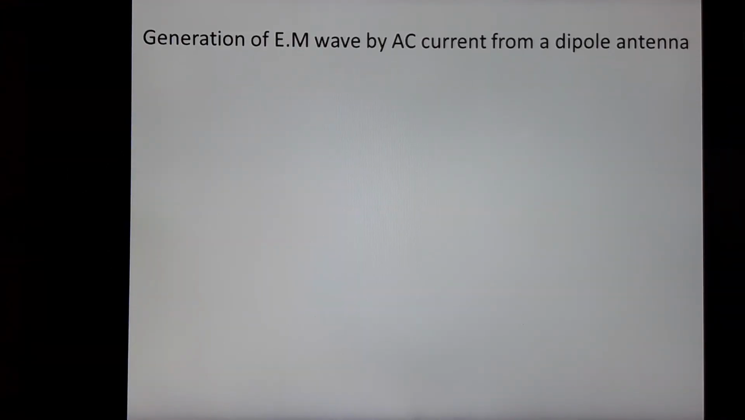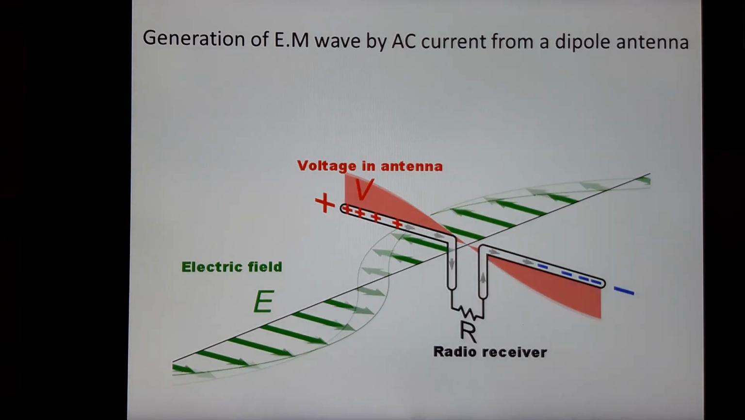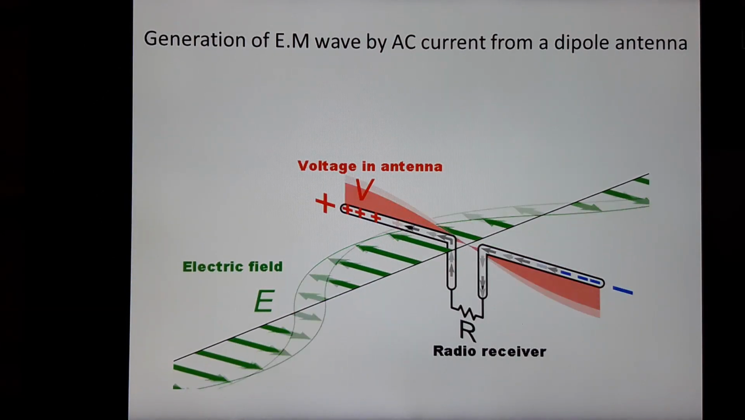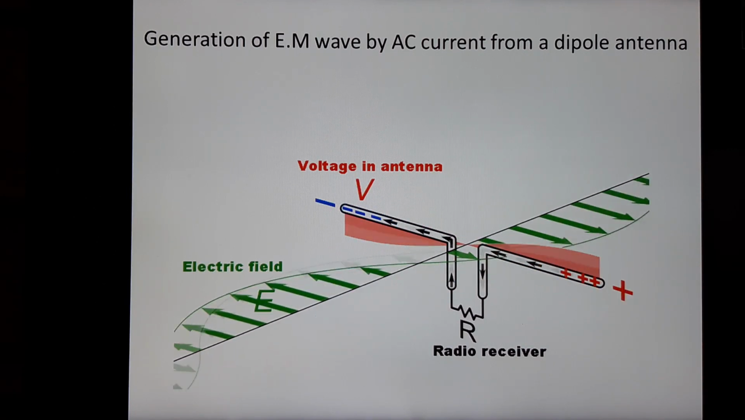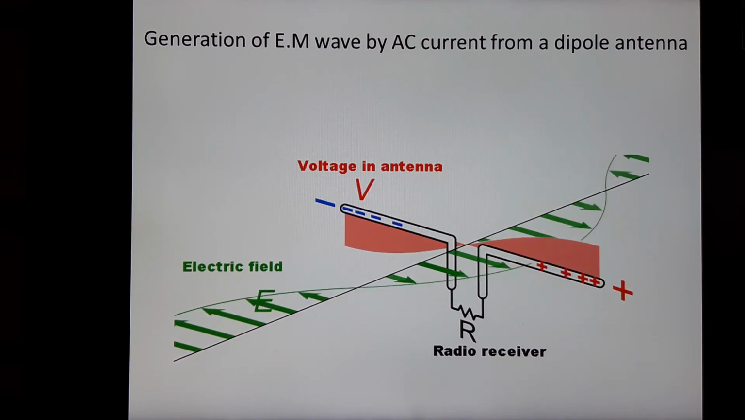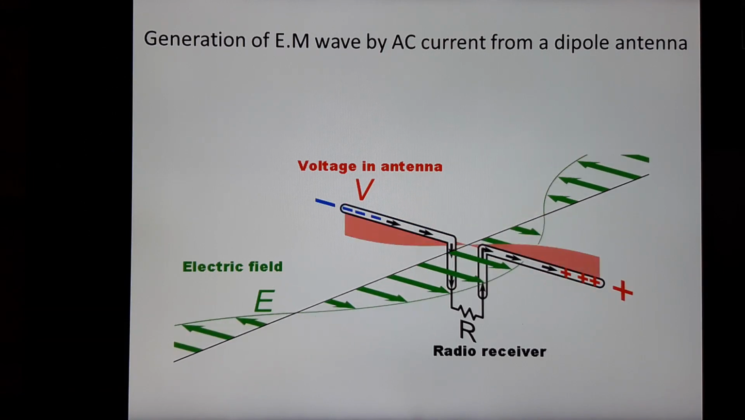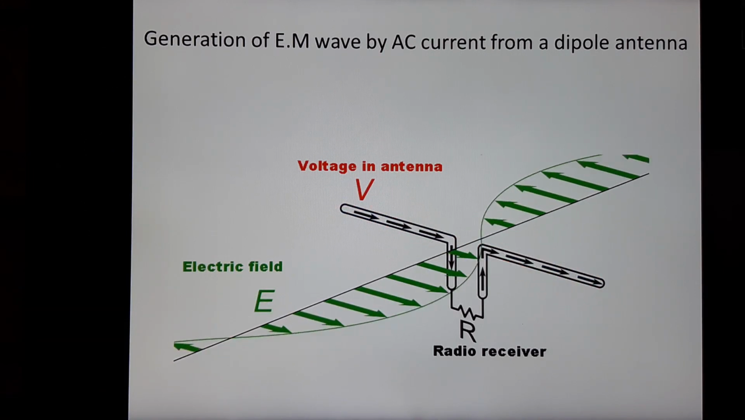Finally, we may also consider the following videos for the generation of an electromagnetic wave or displacement current by an AC current from a dipole antenna or capacitor, along with the conduction and displacement current through vacuum.